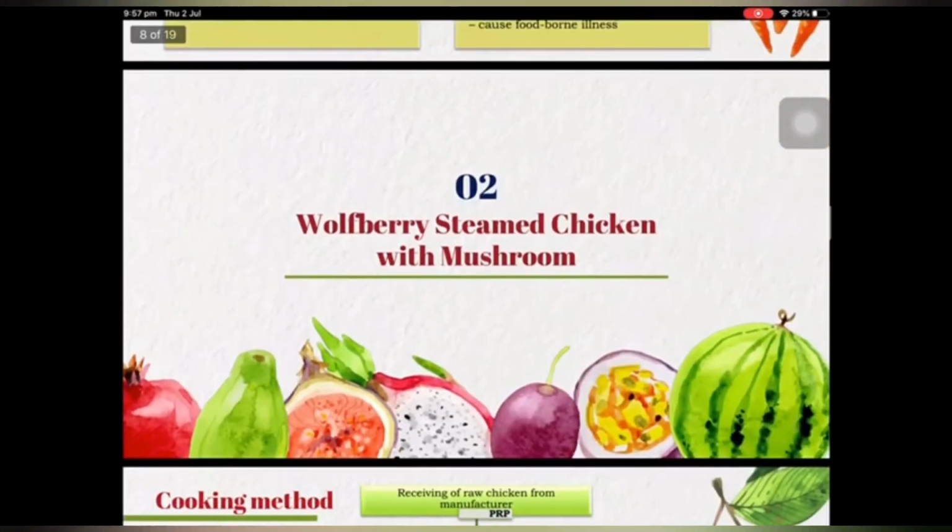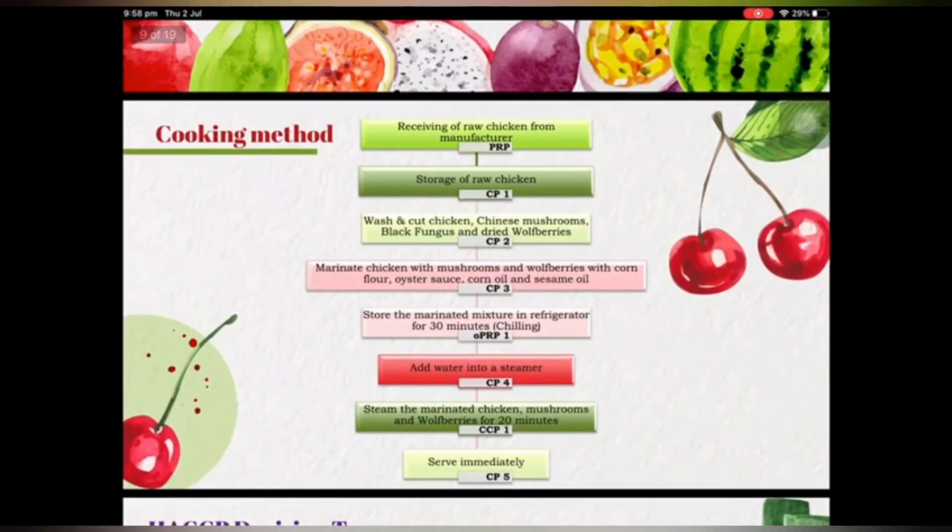Next, we move on to the second menu of this dinner set, which is the wolfberry steamed chicken with mushroom. This is the cooking method flow of making the wolfberry steamed chicken with mushrooms, where the first step, the receiving of the raw chicken from the manufacturer, is considered a prerequisite program. And then the chilling process, which is storing the marinated mixture in the refrigerator for 30 minutes, is considered an OPRP, while the steaming process or the cooking process of the marinated chicken, mushrooms and wolfberries for 20 minutes is considered a critical control point, while other steps remain as control points.